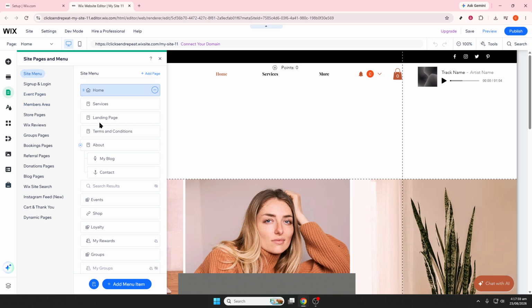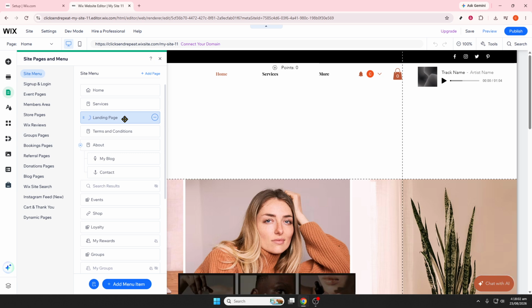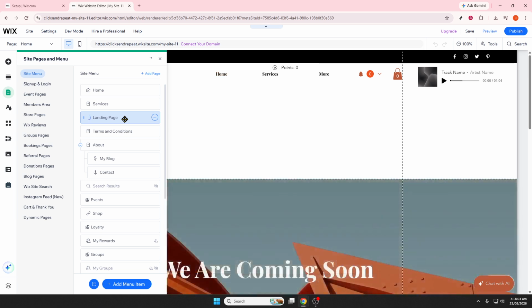From there, create a strong headline. Your headline should communicate the main benefit right away, and it should be clear and specific. Avoid being vague or overly clever. Add a short subheadline underneath to explain the offer in a little more detail.